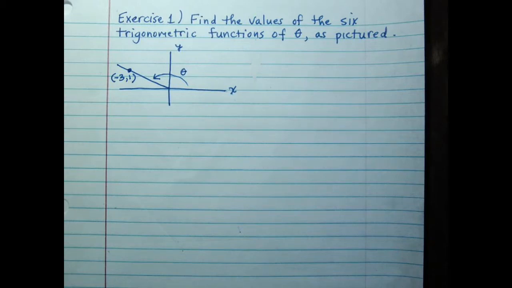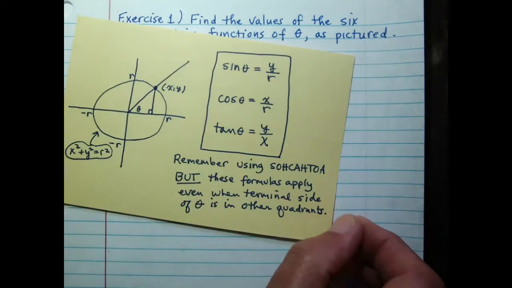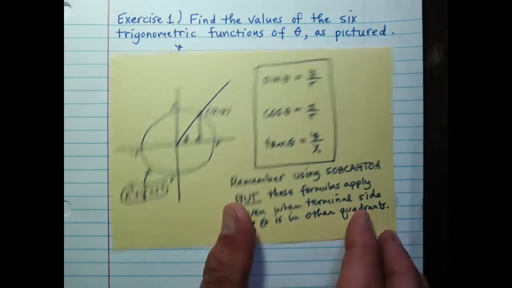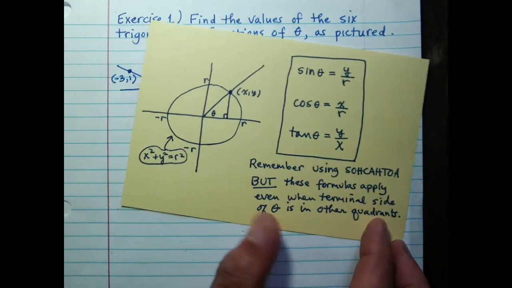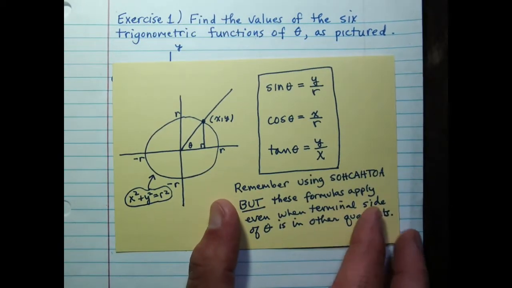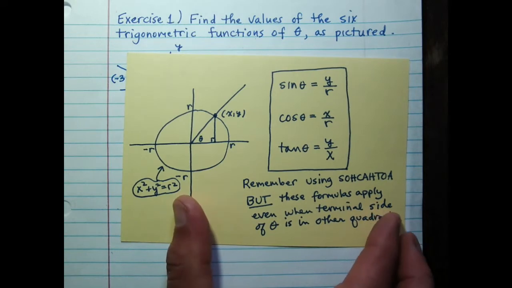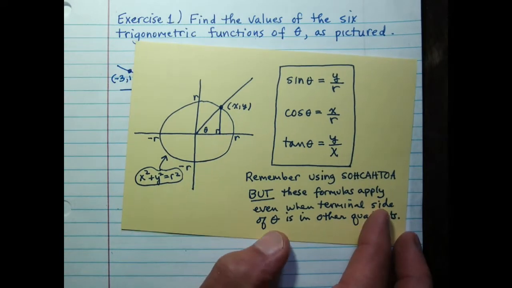So let's go ahead and do an exercise now that involves these formulas from step 2 of our development of trig functions. The exercise is find the values of the 6 trig functions of theta, where theta is as pictured. So not only are we going to find sine, cosine, tangent, we'll also find secant, cosecant, and cotangent. And I did make a yellow card with crucial information from the last video on it.